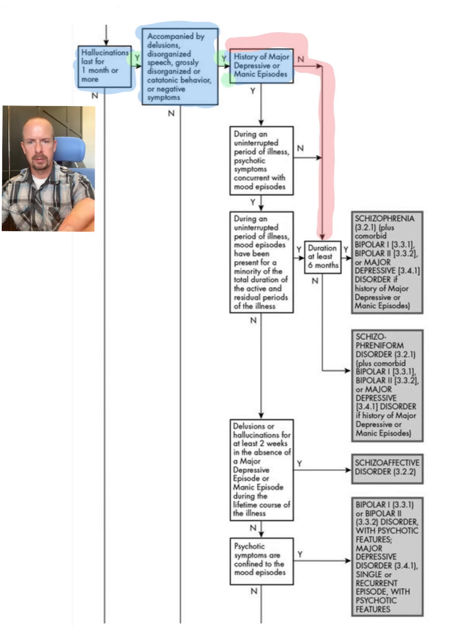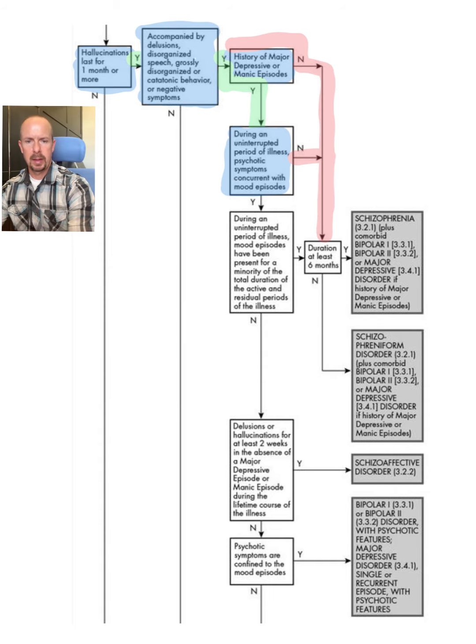But for the sake of this map, let's say that yes, this person has had a history of major depressive disorder and manic episodes. And the next question is, was it during an uninterrupted period of the illness where the psychotic symptoms were concurrent with the mood symptoms? If that's not the case, if there wasn't a concurrent period of time where the mood disorder was concurrent with the psychotic symptoms, then once again you would move over and we'd be looking at the timeline.